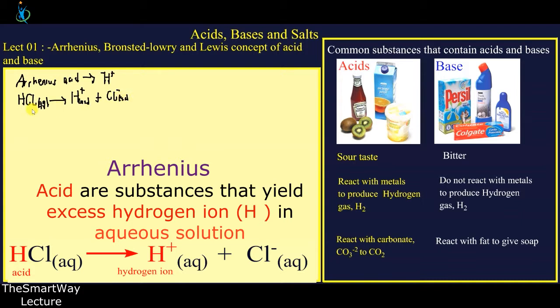So he said that for a substance to be called an acid, basically what it means is that it gives off excess hydrogen ions in water. It gives off excess hydrogen ions in water, or in aqueous solution. Good.